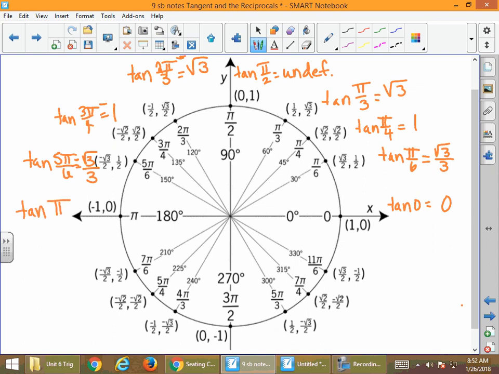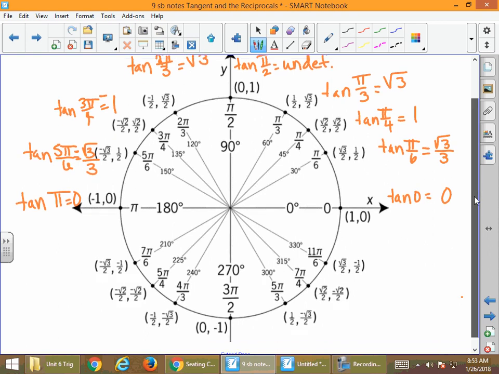Tangent of pi. You might have to do this one. Tangent of pi is sine, which is 0, divided by cosine, which is negative 1. And what's 0 divided by negative 1? 0. You could think of it in terms of symmetry. Tangent of 0 is 0. If we fold our unit circle hot dog style, then this value is going to land over here. It's reflecting over the y-axis. But since tangent of 0 is 0, so is tangent of pi.